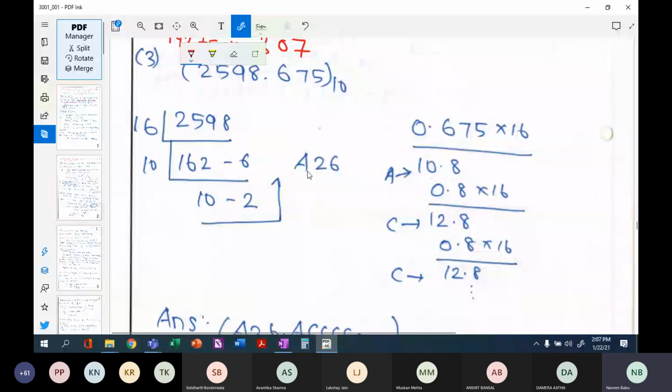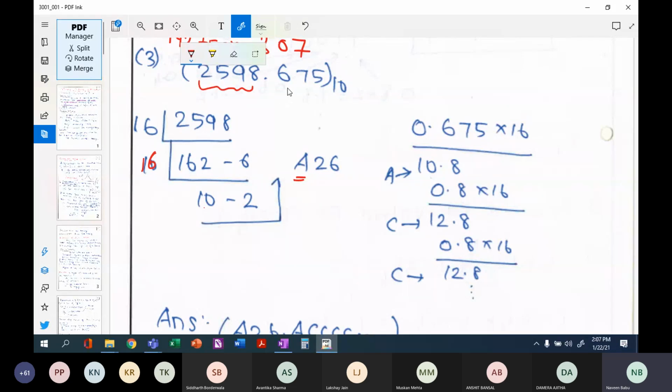So 2598, subsequently dividing it by 16, it is 162, the remainder is 6. And 162 further divided by 16 is going to be 10, and the remainder is 2. So 10 is represented as A, and A26 is the hexadecimal equivalent of this 2598.